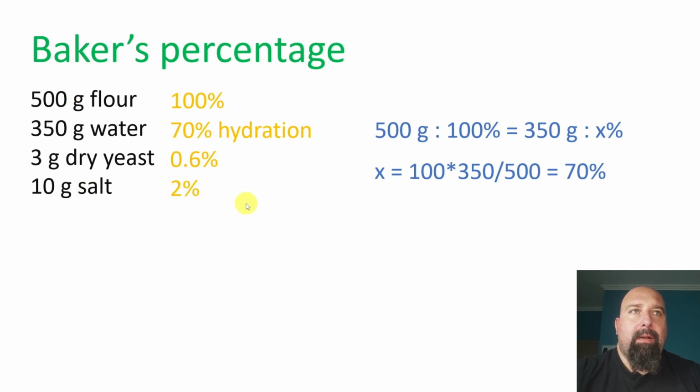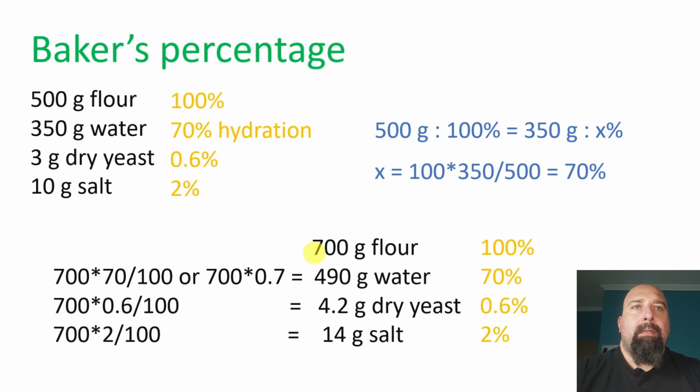Why are we doing this calculation? We are doing this calculation because if we want to scale up or down our recipe, it will become extremely easy. Now I'm going to make an example below. As you can notice, my intention is to keep the same recipe, but I want to use 700 grams of flour. So, in this case, 700 grams represents my 100%. And all the other ingredients I'm calculating based on this amount of flour.